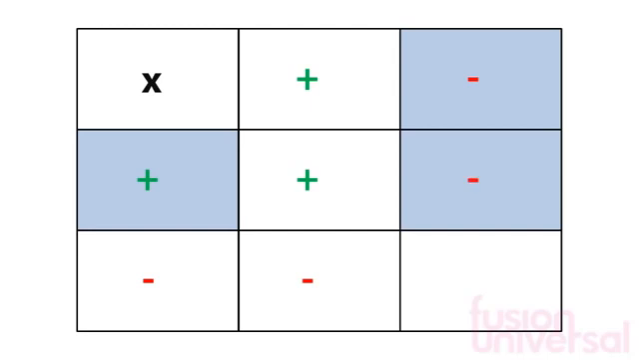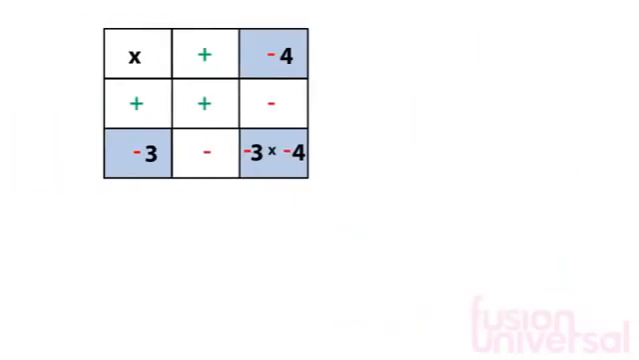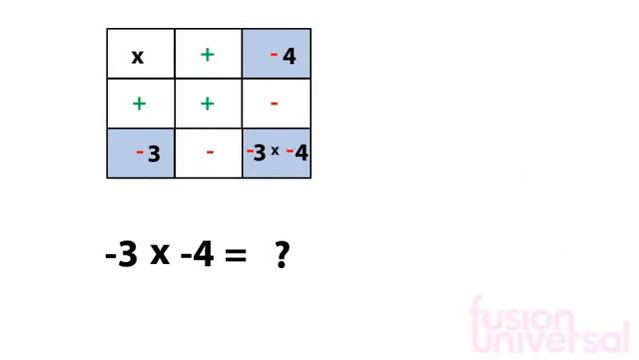Finally, let's finish off our pattern by looking at a negative multiplied by a negative. Negative 3 multiplied by negative 4. Let's see what this could be. You might think that the answer is negative 12.